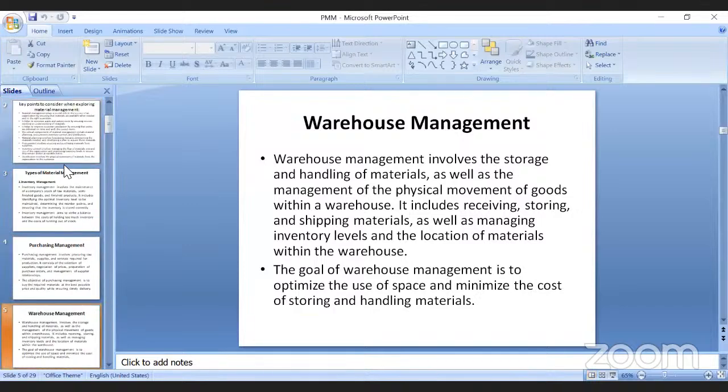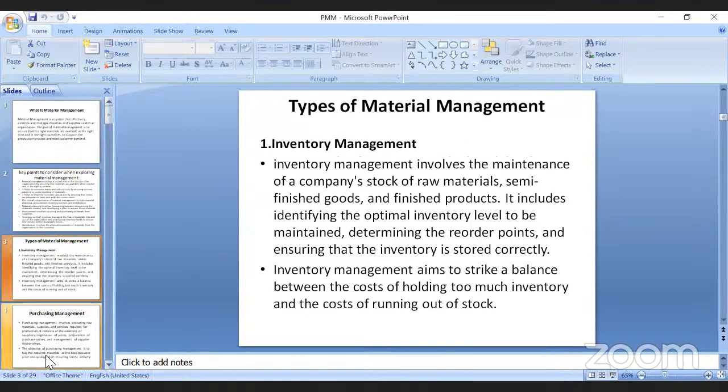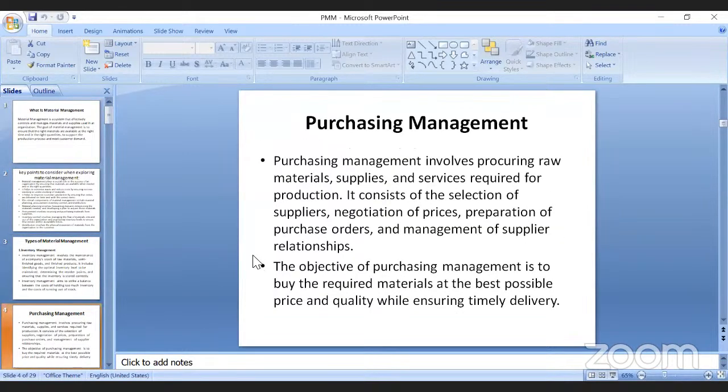That is the purchasing management. Yes or no?